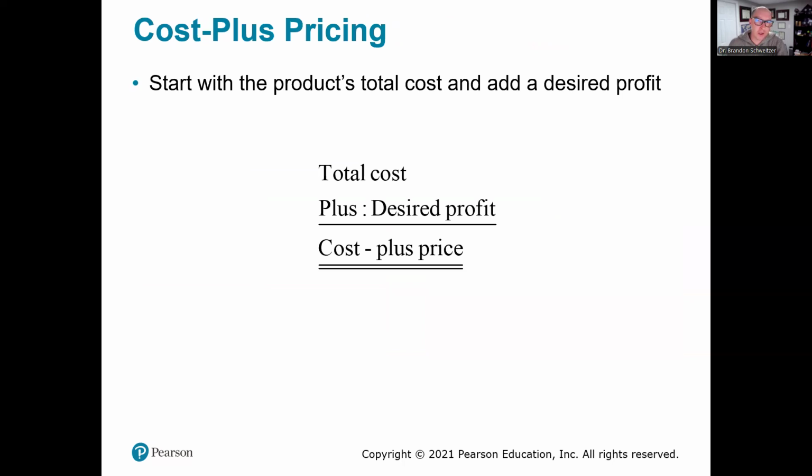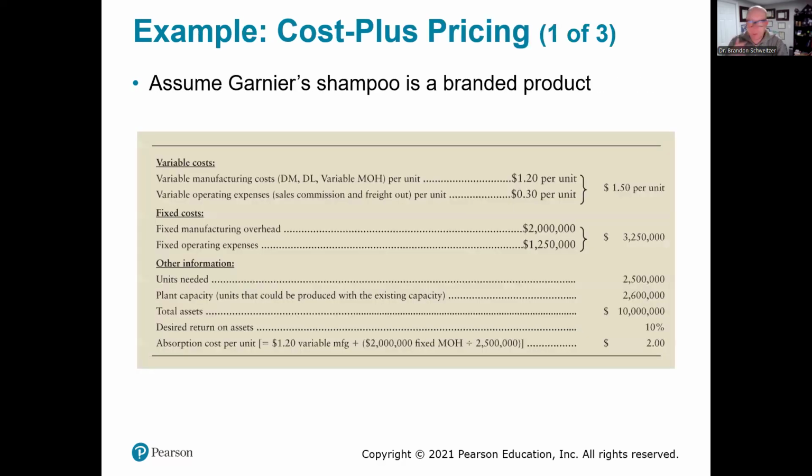When it comes to cost plus, it's a very simple formula. We take our total cost of making the product, we add in our desired profit, and we subtract out the... or I'm sorry, that gives us the cost plus approach. So the total cost of making the product plus the desired profit gives us the cost plus approach. Very simple. We can apply that to an example.